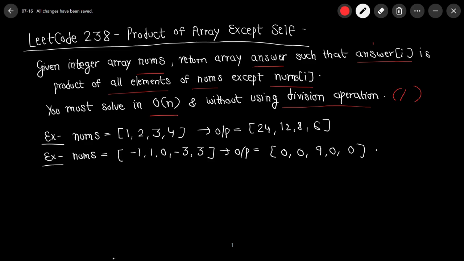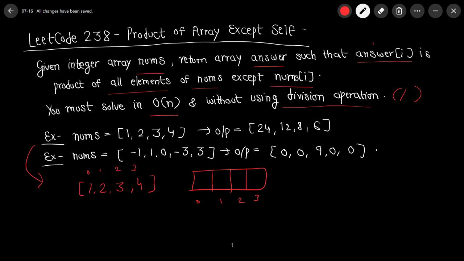Coming to the first example, we have 1, 2, 3, and 4. If I index it, it's 0, 1, 2, 3. So the answer would also be of the same size, 0, 1, 2, 3. What we want is answer of i. Suppose we talk about index zero. Answer of zero should be the product of everything in nums except nums of zero. So we need to discard nums of zero. If we discard it, the remaining are 2, 3, and 4, and their product is 24. That's why we have 24 here.